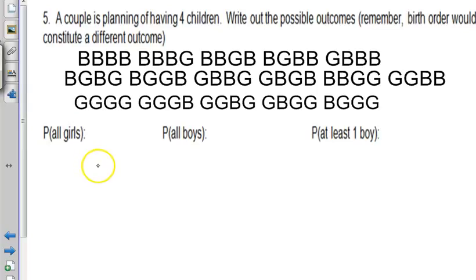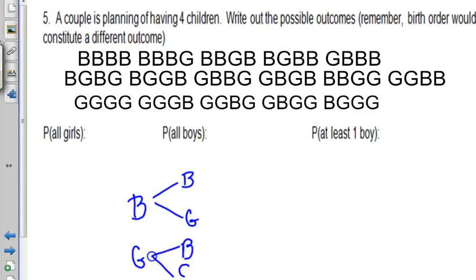Don't write out the sample space because it's just horrible. A couple's planning on having 4 children. Write out the possible combinations. Remember, birth order would constitute a different outcome. You could do a tree diagram: they have a boy or a girl, second, another boy or a girl. But with 4 children, this is getting really wide, really fast.